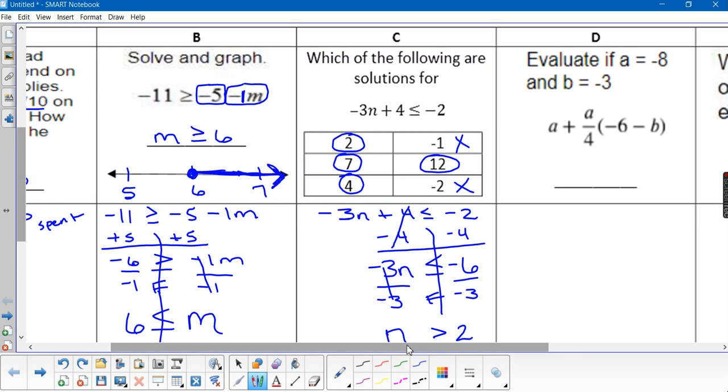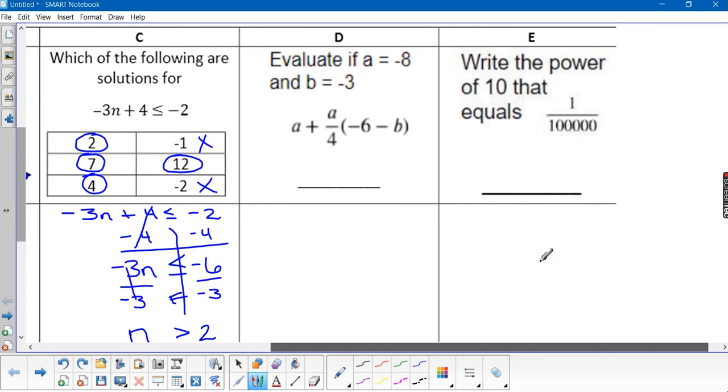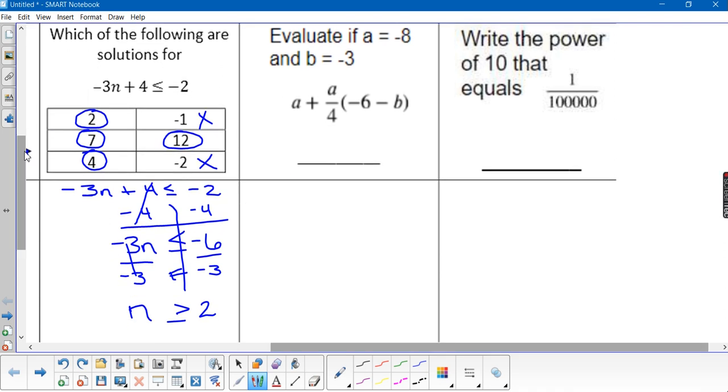All right, evaluate if A equals -8 and B equals -3. And I didn't prepare for this one too well. I haven't even got Desmos pulled up, but give me a few minutes and we'll get that done. Let's write that down. Get our numbers in place of the letters here. Replacement values: -8 plus A is -8. So now I got -8 in a fraction over 4.